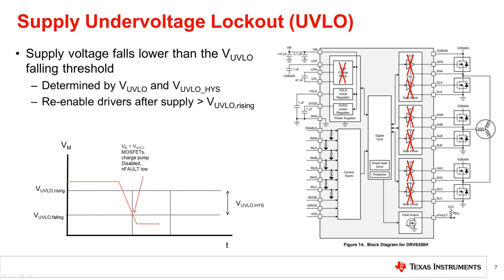Undervoltage lockout occurs if motor supply voltage VM falls lower than the UVLO falling threshold voltage. If that happens, the MOSFETs and charge pump are disabled automatically and a fault is generated by driving the nFAULT pin low. Once the motor voltage is higher than the UVLO rising threshold, the gate drivers are re-enabled, nFAULT is driven high, and the device will continue to operate normally. An undervoltage hysteresis is implemented in order to ensure undervoltage occurs beyond the supply noise floor and the device will not repeatedly shut on and off.